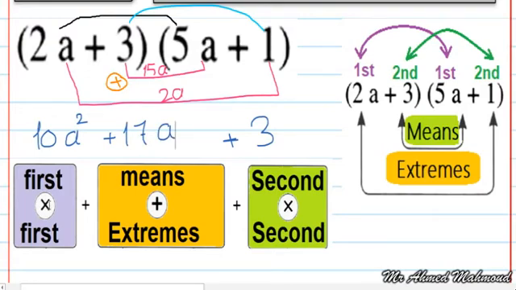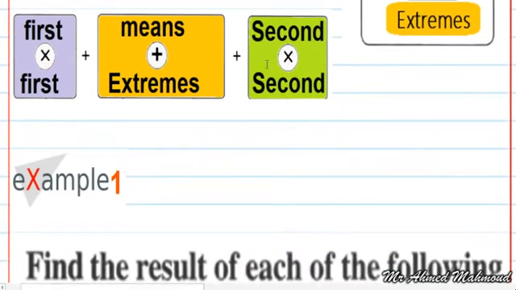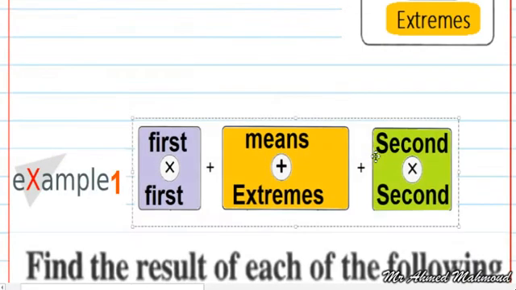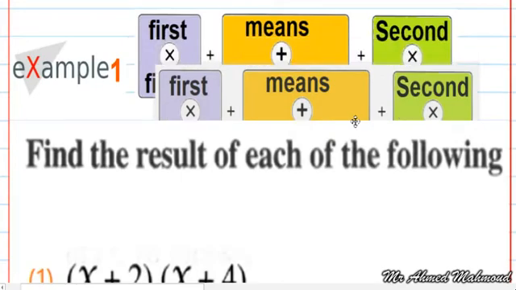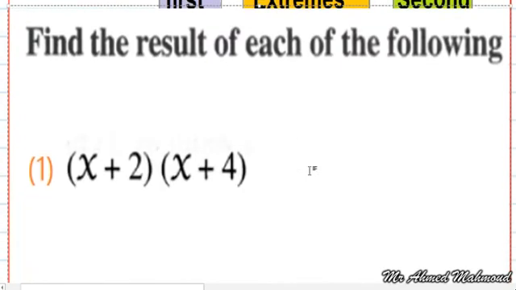Okay, don't forget this rule. I'm going to use this rule in the following questions. First times first in the first term, second by second in the last term, in the middle multiply mean by mean, extreme by extreme, and make them plus. Okay, let's solve the next one. I'm going to take this rule with me. Don't forget to solve this one.